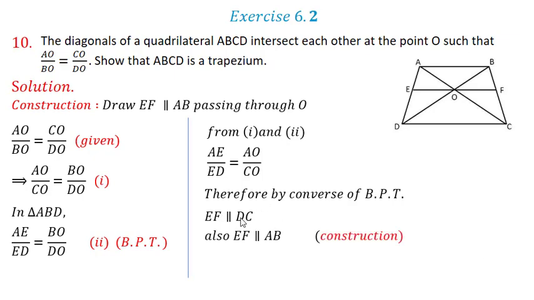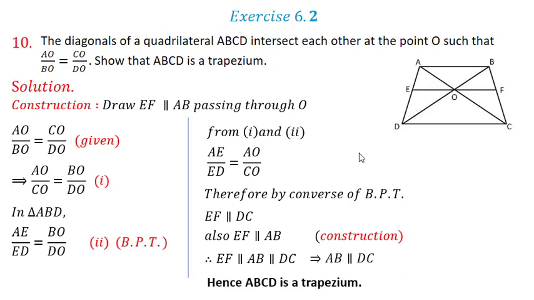Now EF is parallel to DC, and in the beginning we assumed that EF is parallel to AB. So we conclude that EF is parallel to AB and DC. This implies that AB and DC are parallel. As AB and DC are parallel, I will say that ABCD is a trapezium. So you see that in this exercise, exercise 6.2, we have used the basic proportionality theorem and the converse of the basic proportionality theorem.